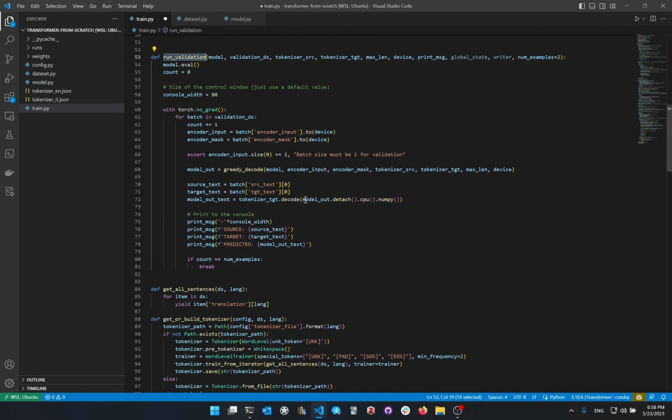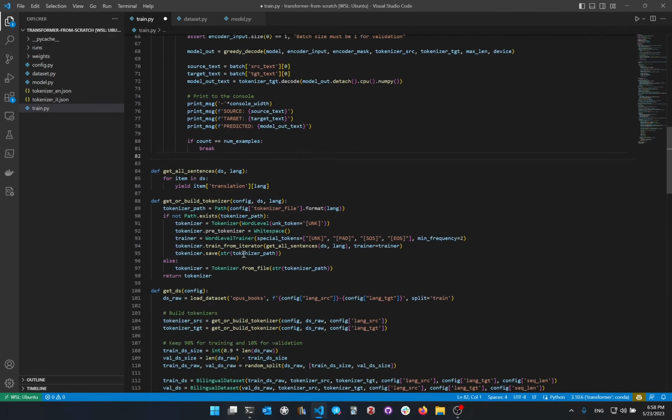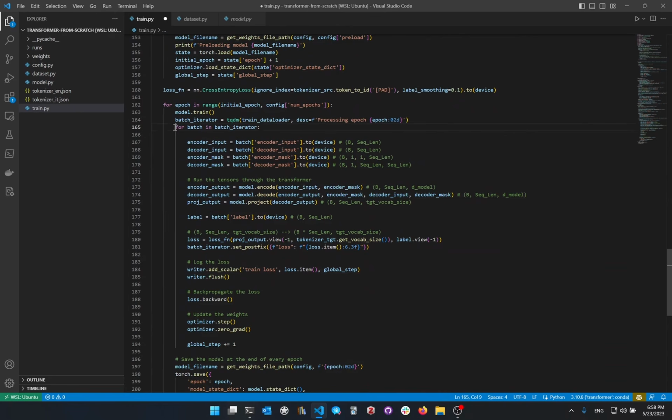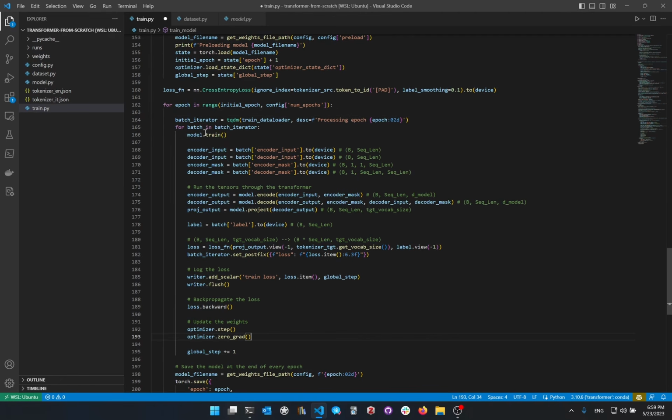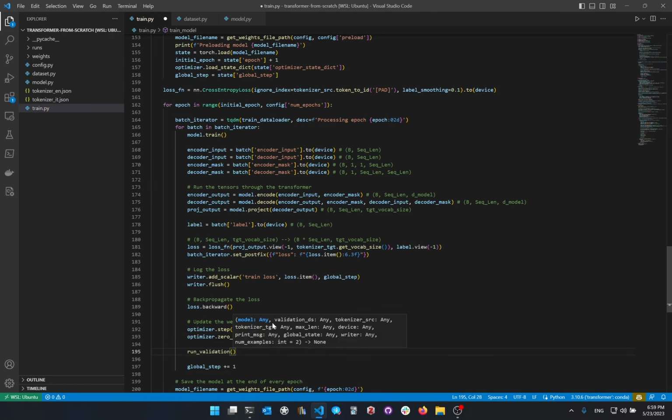Okay, so now that we have our run validation method, we can just call it. What I usually do is I run the validation every few steps. But because we want to see it as soon as possible, we will first run it at every iteration, and we also put this model.train inside of this loop, so that every time after we run the validation, the model is back into its training mode. So now we can just run validation, and we give it all the parameters that it needs to run the validation. So give it the model.